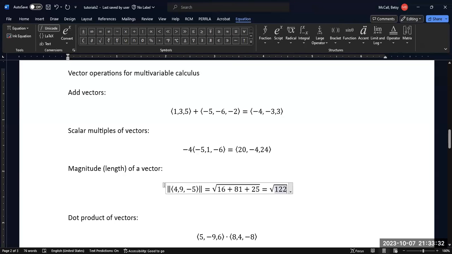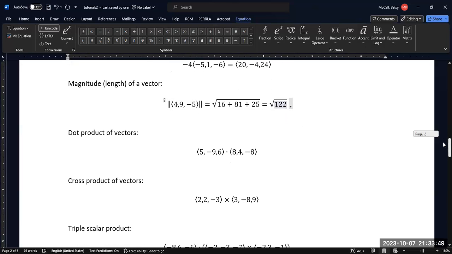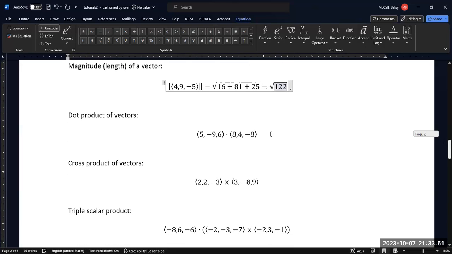And of course, for most vectors, the magnitudes are not going to be perfect squares. If you see perfect squares, that is by design, because if you pick random numbers for your vectors, they're almost never going to come out to be perfect squares. And that's fine. All right, now the dot product for vectors.